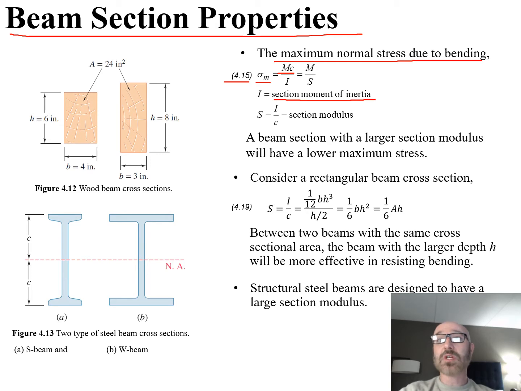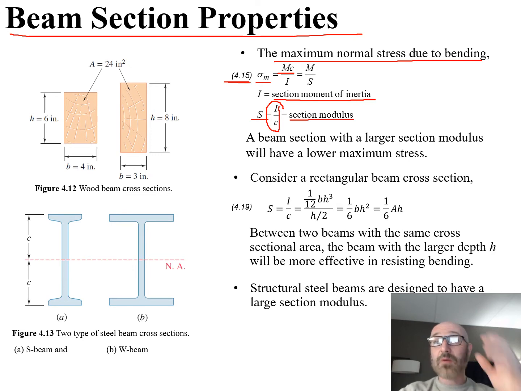Now we also have this relationship that we saw previously on the last slide, this S value. This S is our section modulus, and this is equal to I over c, again, where I is that section moment of inertia and c is that distance to the outer surface. So we can plug that in, and 4.15 comes down to sigma m is equal to M over S, when we plug in S equal to I over c.